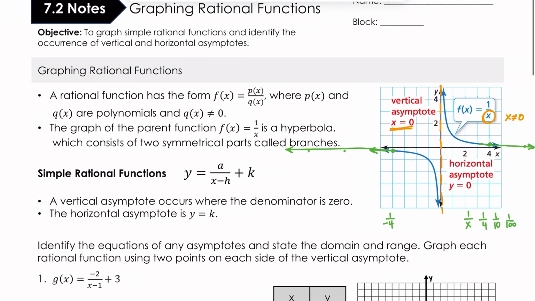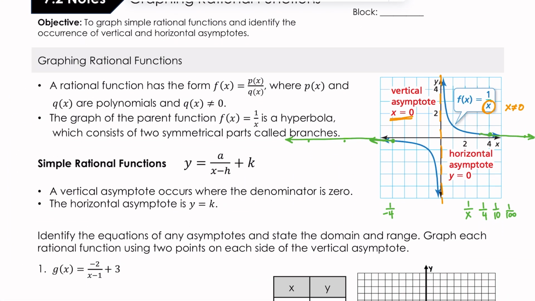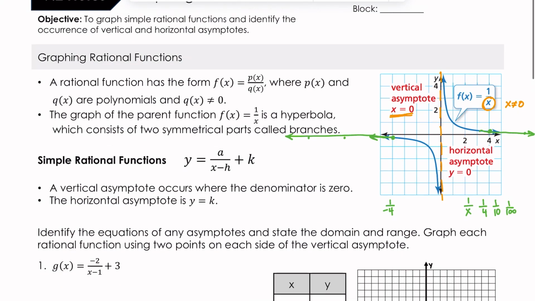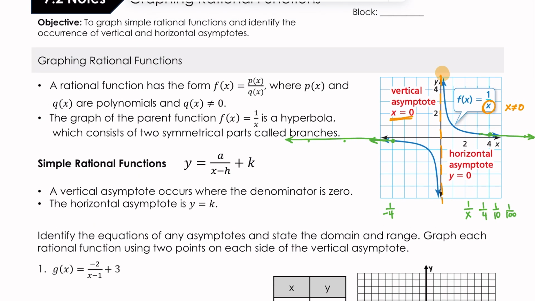Okay, so down here, our rational function isn't always going to be 1 over x. It might take some other form. Here we have it. It says y equals a over x minus h plus k. And remember, our h and k typically translate the graph left and right, up and down. And that's what we're seeing here. But the basic that we need to know is that the vertical asymptote, this up and down asymptote, is always going to occur where the denominator equals 0.